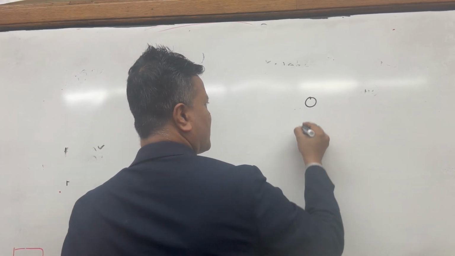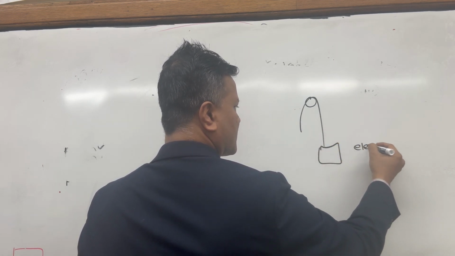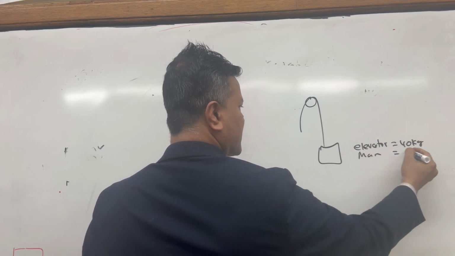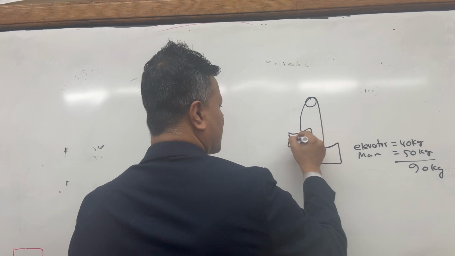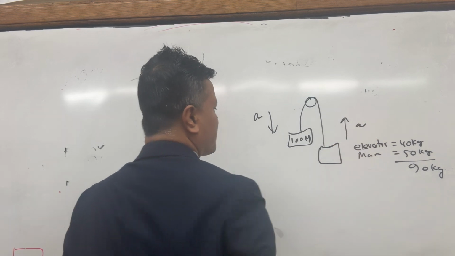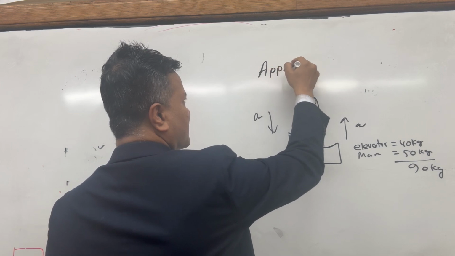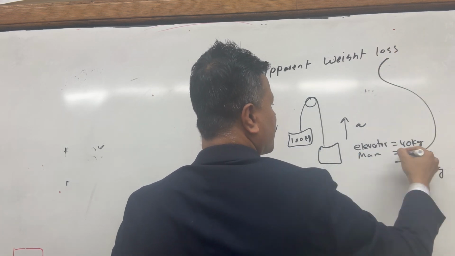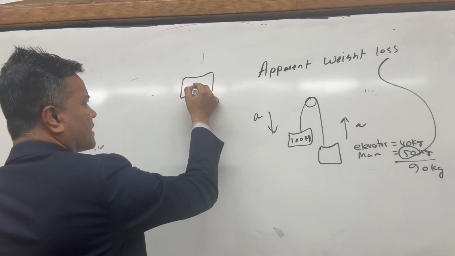Now you have a pulley and you have two masses hanging on a pulley. This one, elevator, is 40 kilogram, man is 50 kilogram, together is 90 kilogram. This one is 100 kilogram. So this must be accelerating down, this must be accelerating up. However, I asked what is the apparent weight loss to that 50 kilogram person? So that 50 kilogram person is inside the elevator.